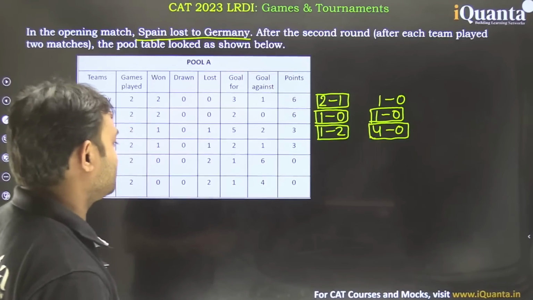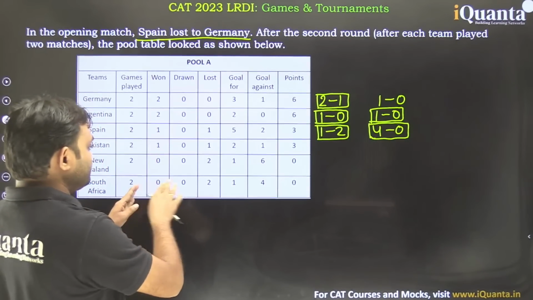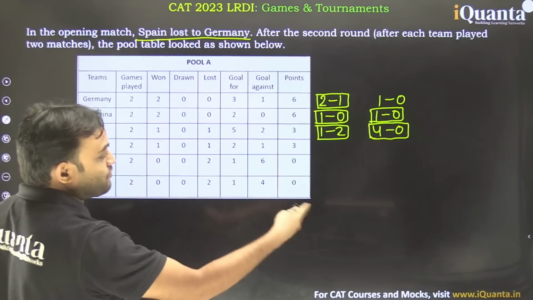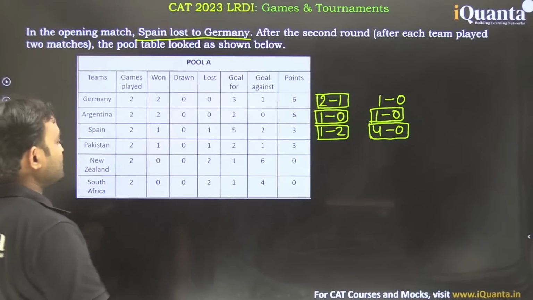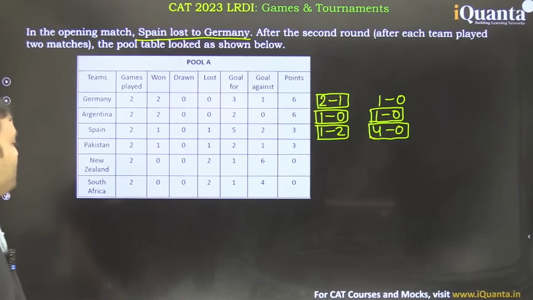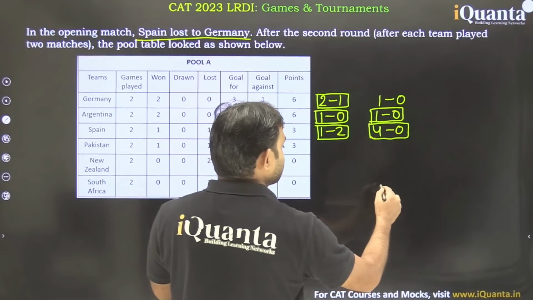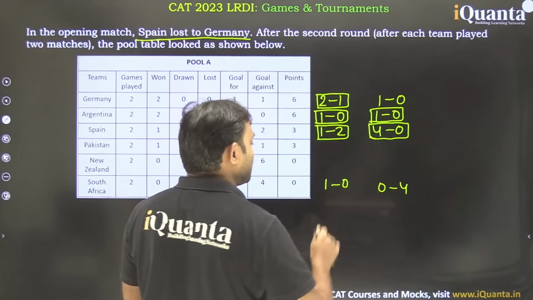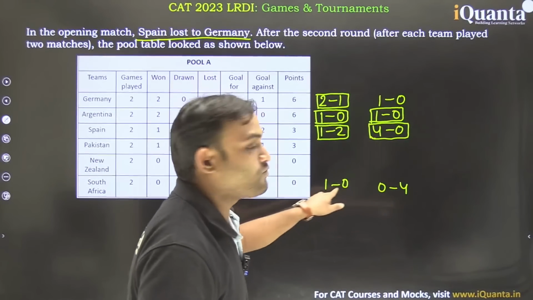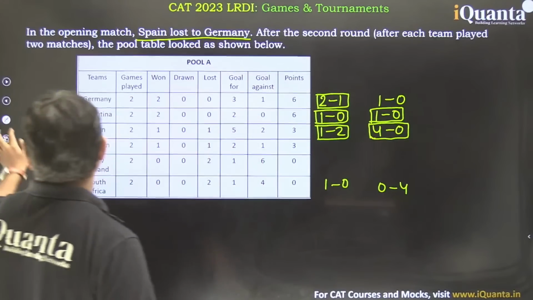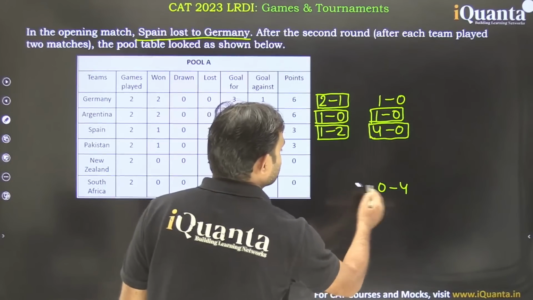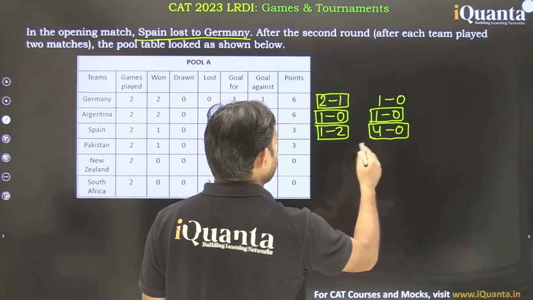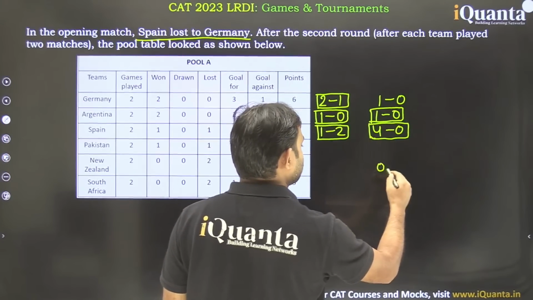Where is it possible? We can say that for a 4-0 result, only 2 teams have 4 goals against or more than 4. Those 2 teams are New Zealand and South Africa. But in the case of South Africa, if you take 0-4, then the next match score line would be 1-0. That means South Africa lost one match and won one match, which is not possible, right? This case is not possible. That means Spain won this match against New Zealand. So New Zealand lost this match by 0-4.